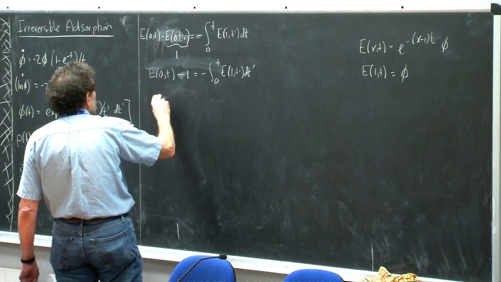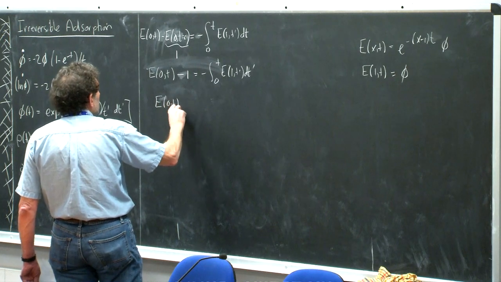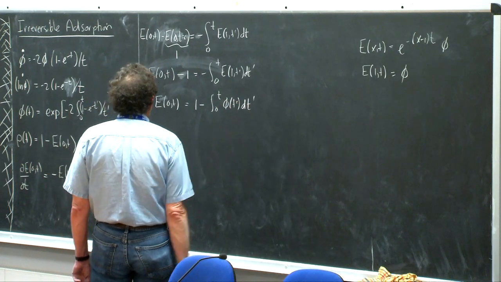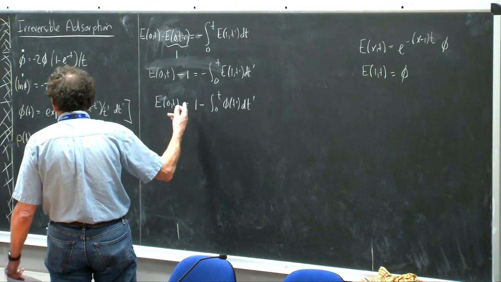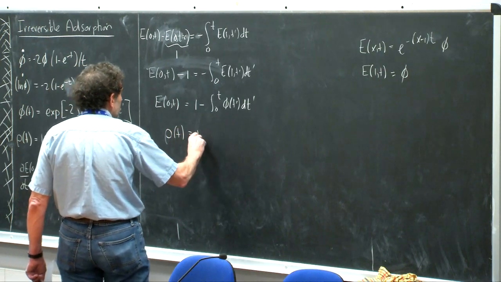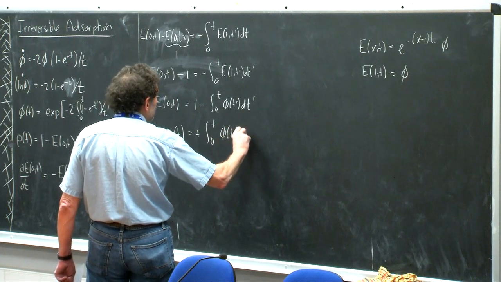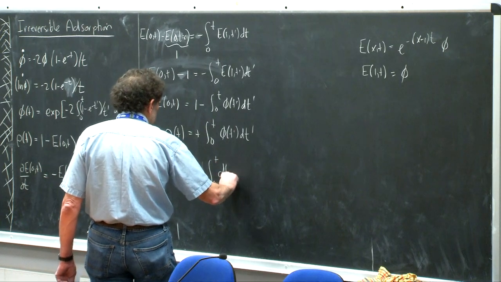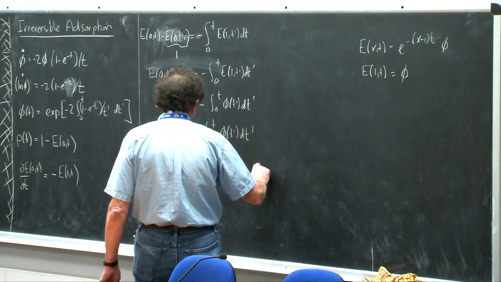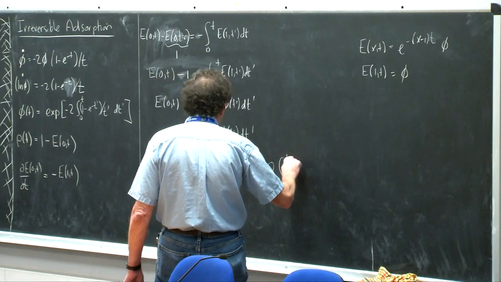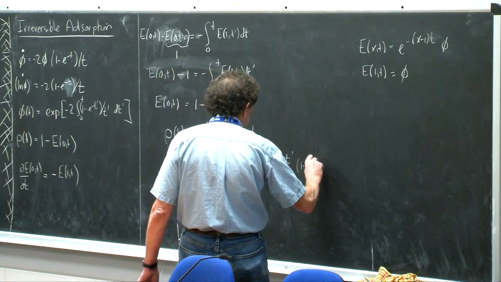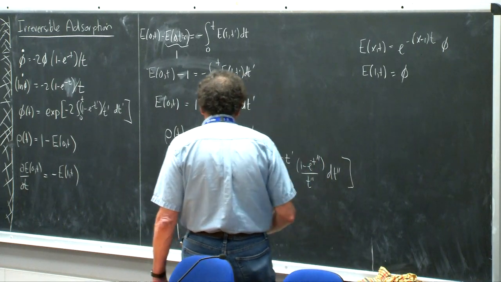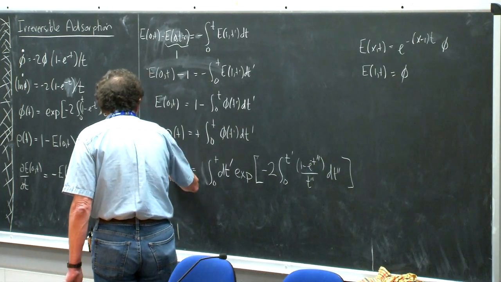And so we have E0 is equal to 1 minus the integral from 0 to t, and E1 is nothing more than phi(t') dt'. Finally, 1 minus E0 is just the density. So the density is equal to plus the integral from 0 to t of phi(t') dt'. Okay, so finally I have the answer. The coverage is equal to the integral from 0 to t dt' of exp, and it's going to look kind of funky. So it's 2 times the integral from 0 to t', because we want phi at t', of 1 minus e to the (t minus t'') over t'' dt'' dt'. So that's my answer. This is the final coverage.